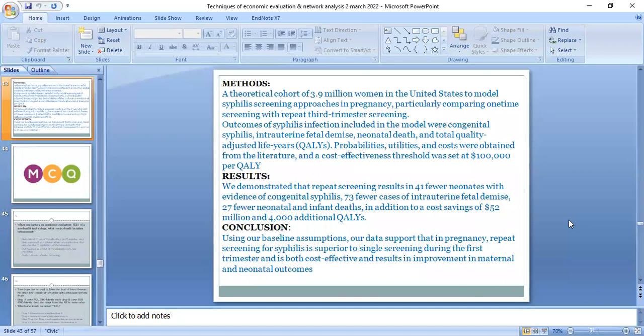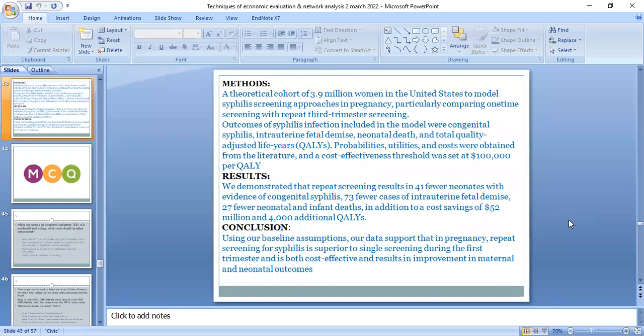Outcomes of syphilis infection included in the model were congenital syphilis, intrauterine fetal demise, neonatal death, and total quality adjusted life years. Probabilities, utilities, and costs were obtained from the literature, and a cost effectiveness threshold was set at $100,000 per quality adjusted life year. The results demonstrated that repeat screening results in 41 fewer neonates with evidence of congenital syphilis, 73 fewer cases of intrauterine fetal demise, and 27 fewer neonatal and infant deaths, in addition to a cost savings of $52 million and 4,000 additional quality adjusted life years.